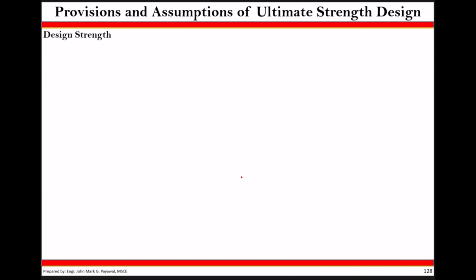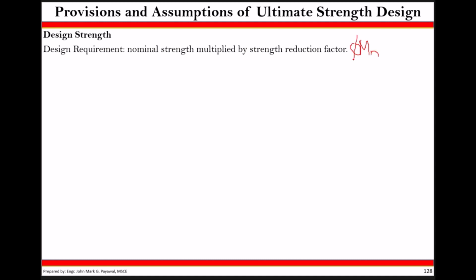Continuing, design strength. By definition, the design requirement is your nominal strength multiplied by the strength reduction factor. If you would remember, I mentioned on my last video, M sub n, when multiplied by the reduction factor, it becomes your design strength or design requirement, which is also equal to your ultimate. That would be the ultimate capacity of your section.